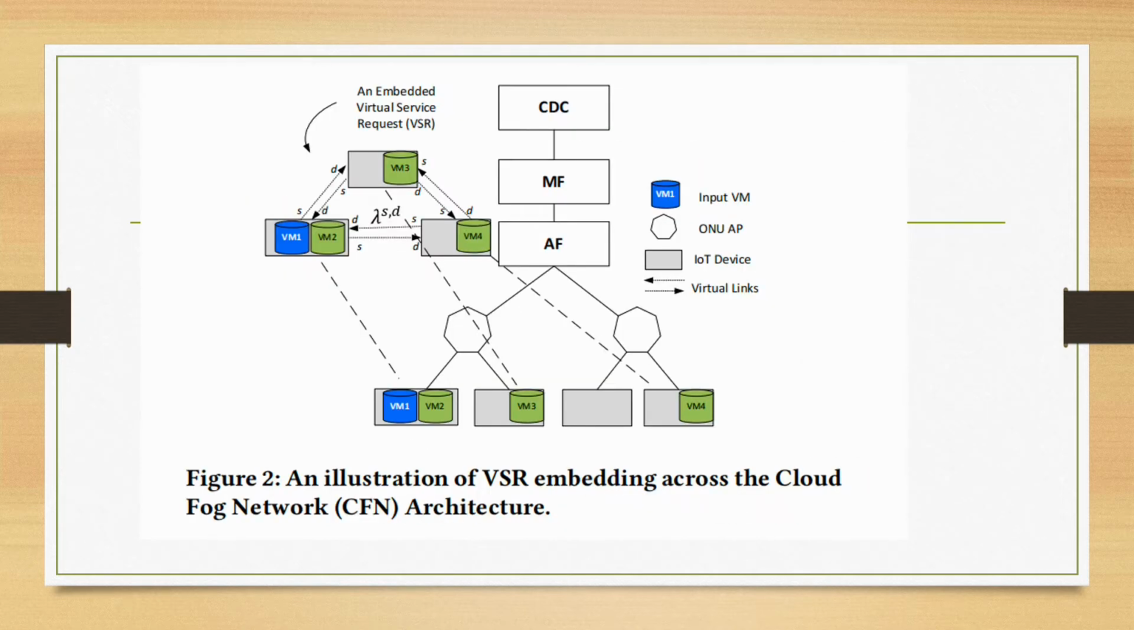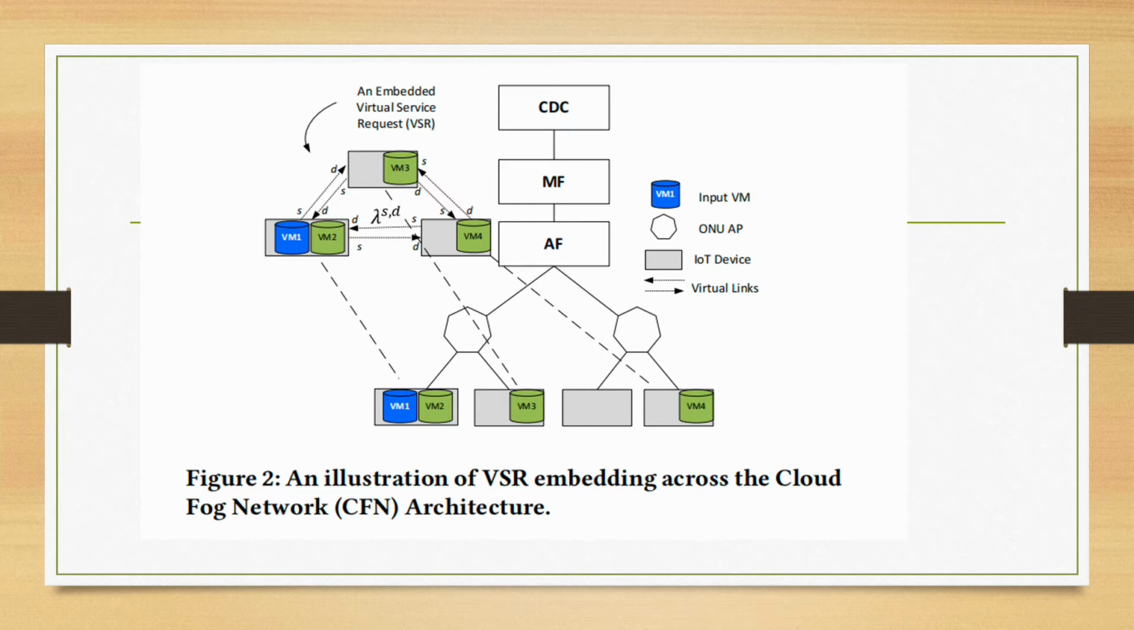In this picture, the author developed a model to optimize the placement of virtual deep neural networks, or virtual service requests. They consider every virtual machine to represent a layer of the deep neural network model that has a demand for processing and networking. And then we have the cloud data center on the top, then it goes to the metro fog, and then the access fog.